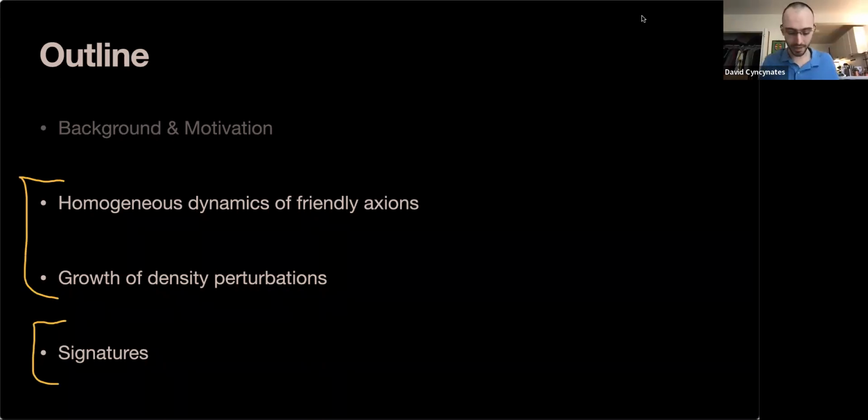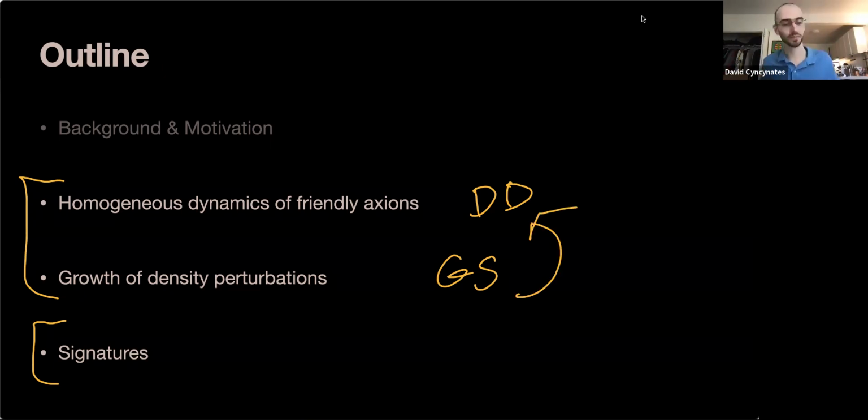Roughly what we'll see is that the dynamics of the axions when they're spatially flat, meaning homogeneous, will roughly correspond to enhanced direct detection signatures, while the growth of density perturbations will roughly correspond to enhanced gravitational signatures. But in fact, if the density perturbations grow too fast, then these density perturbations can actually back-react on the homogeneous dynamics and modify the direct detection signatures. So I'll get into all of this, and to begin, unless there are any more questions, I'll begin by discussing the homogeneous dynamics of friendly axions.